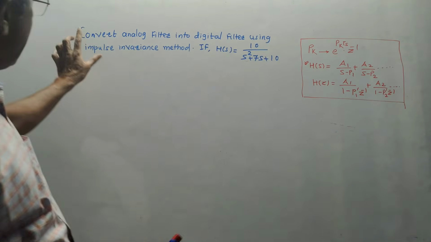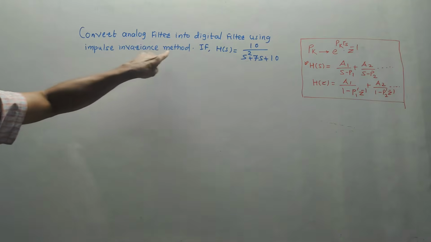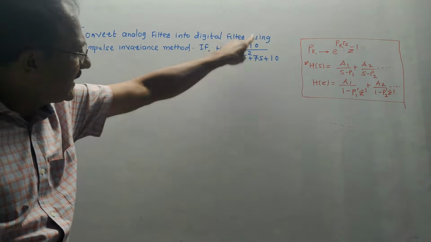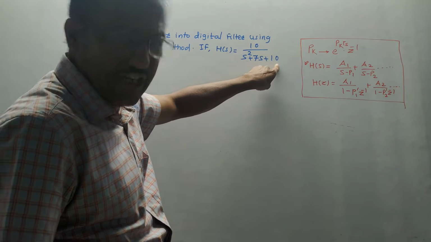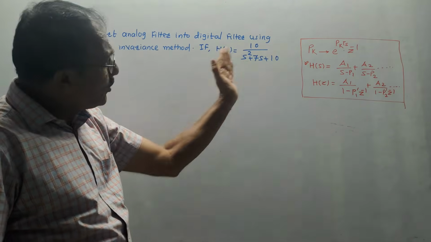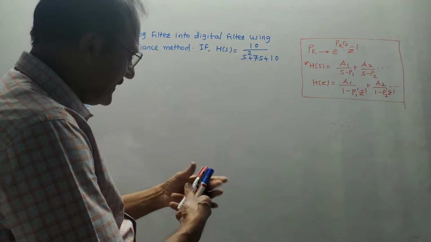The next problem is to convert an analog filter into a digital filter using the impulse invariance method, if this is the equation of H of s, 10 upon s square plus 7s plus 10. Now in the last problem the roots were directly given. So the first step is we have to calculate the roots in this case.